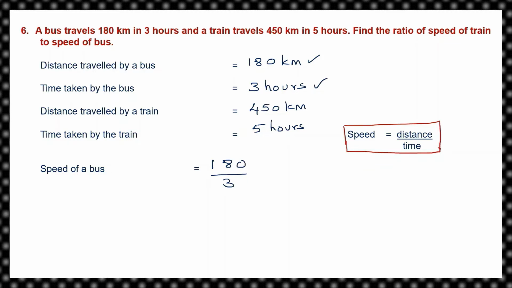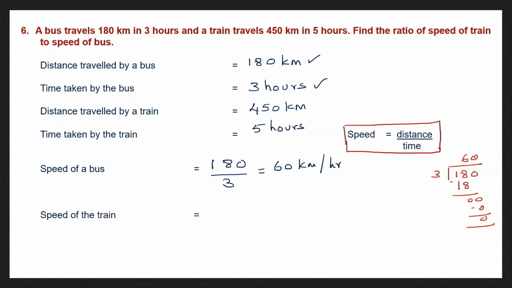So now let's divide 180 by 3. 180 divided by 3. 18, we have 18. So 3 sixes are 18, minus, we have 0. Carry that 0 up. So our answer is 60. So the speed of a bus is 60 kilometers per hour.